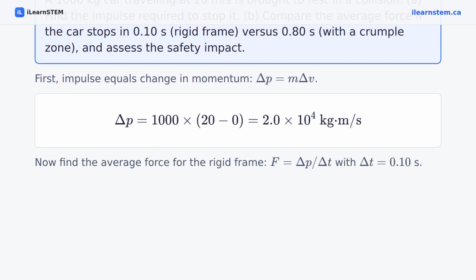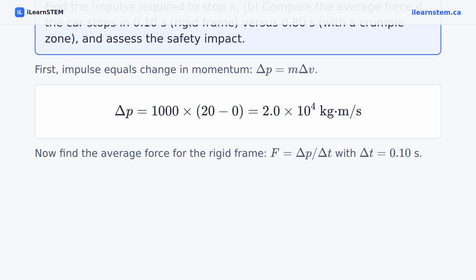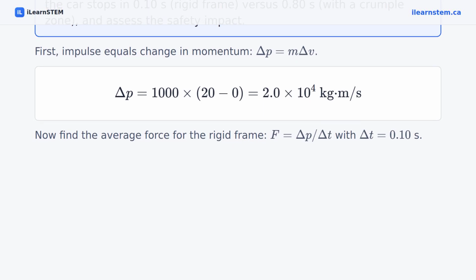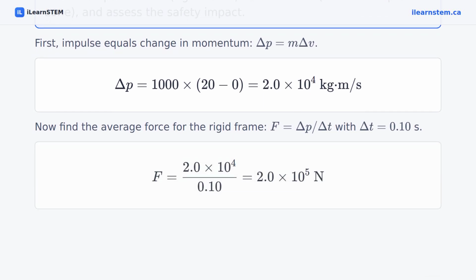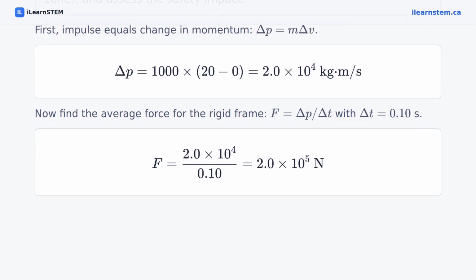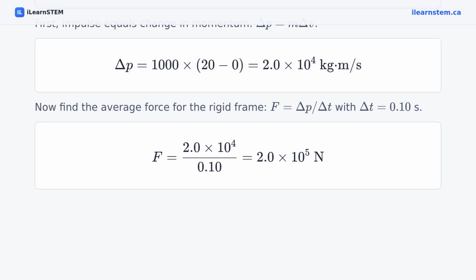Now find the average force for the rigid frame. Force equals impulse divided by time, with delta t equals 0.10 seconds. 2.0 times 10 to the 4th divided by 0.10 gives 2.0 times 10 to the 5th newtons.